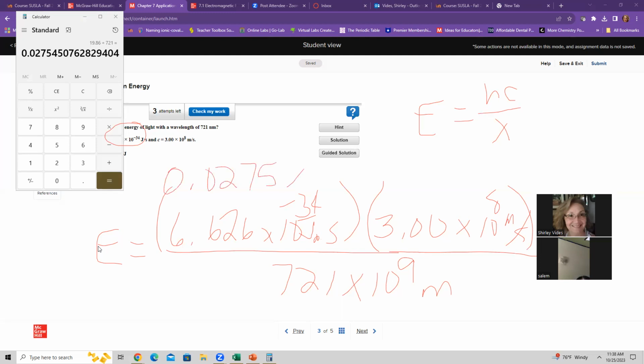0.0275 times 10 to the what? Okay, so negative 34 plus 8 is going to give you negative 22, am I right? I think so. And then you bring up the negative 9, so that's going to give you negative 31, correct?